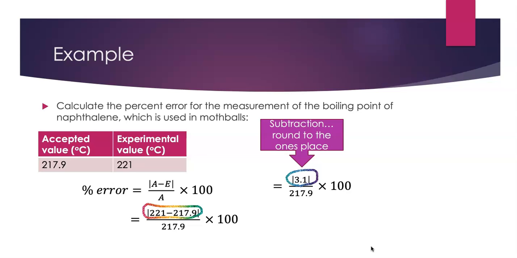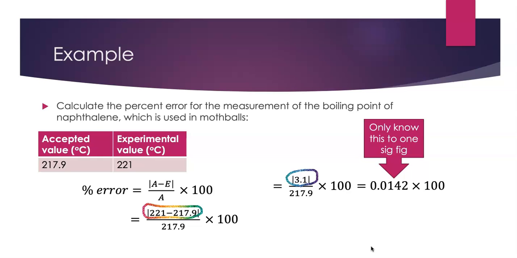And then I'm going to divide it by the accepted value. And then, all right, I know I had to multiply by 100. So what I have to remember is that when I do 3.1 divided by 217.9, my calculator gave me several digits. But I only know it to one sig fig because it's right from the subtraction piece. And then I'm going to multiply it by 100.